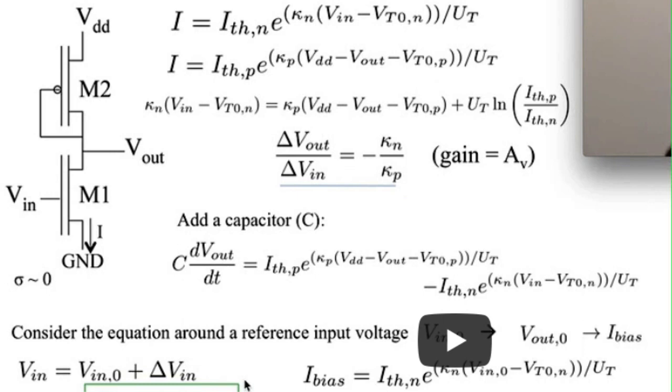So ideally, we should get a straight line input-output relationship where the slope is associated with kappa N, kappa associated with the lower transistor, over kappa P, kappa associated with the upper transistor, with a minus sign. And then you can also work through this and figure out what the DC offset is.